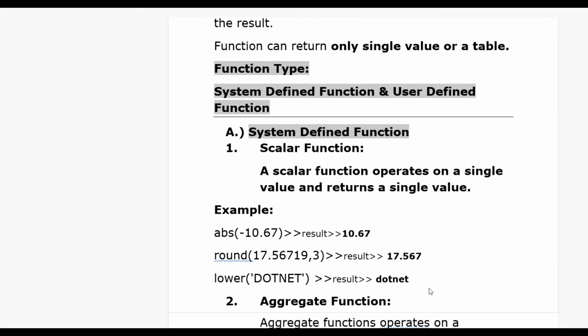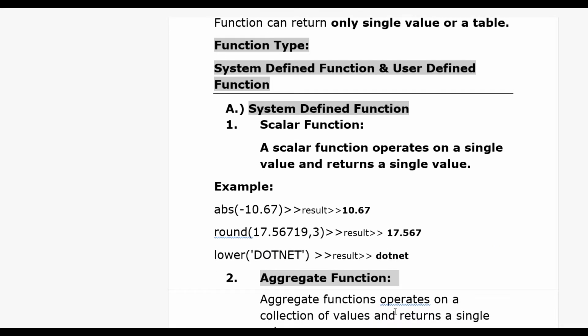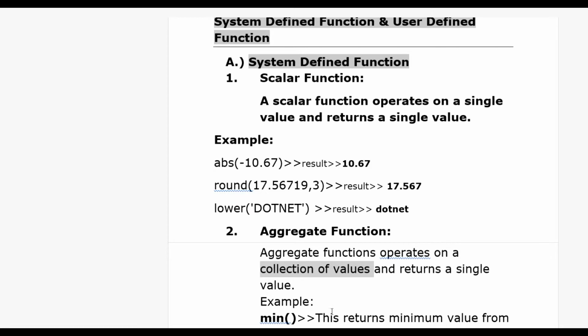Now come to the second system defined function, that is aggregate functions. Aggregate functions operate on a collection of values and return a single value. For example, minimum returns the minimum value from a collection of values. Like you have records 1 2 3 4 of id, then if you apply minimum, it gets the minimum value, 1.